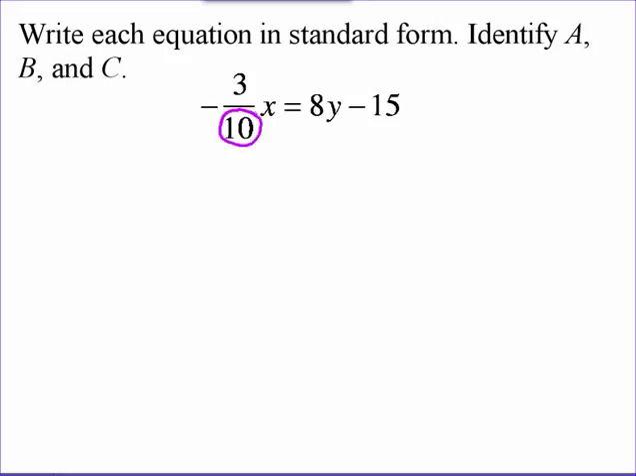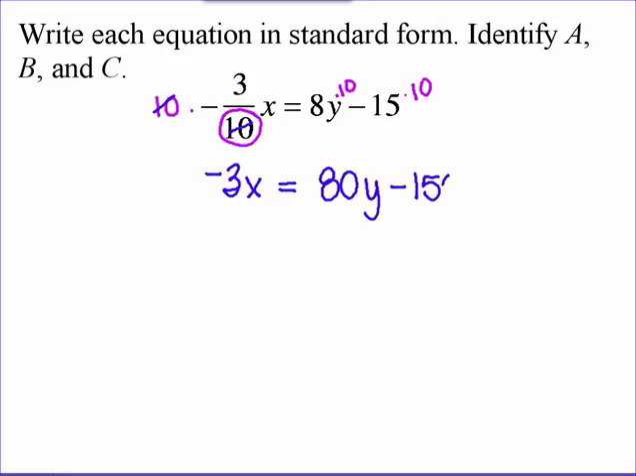Times by 10, very good. So I'm going to multiply this by 10, I'm going to multiply this by 10, and I'm going to multiply that by 10. So you're going to multiply all three. Yes. So first of all, those are gone. What does that leave me with? Negative 3x, good. 8y times 10, 80y. 15 times 10, 150. Good. So, all I did there, get rid of the fractions.